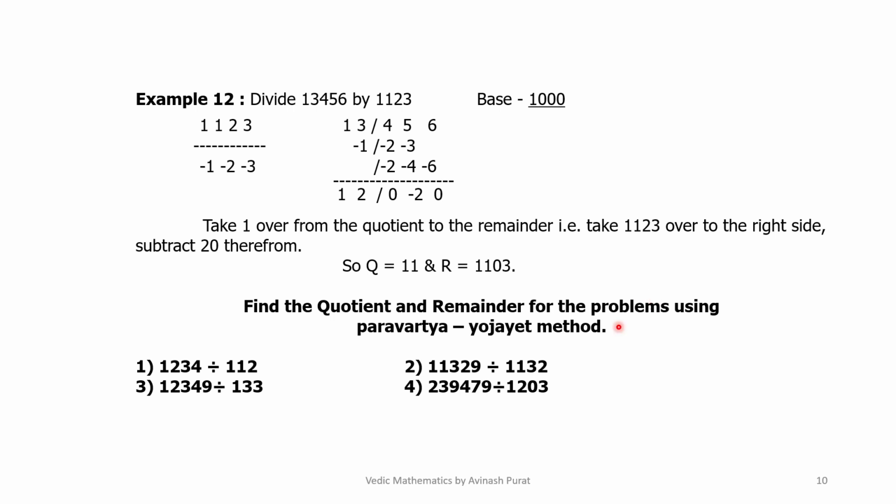Now find the quotient and remainder for the problems using Paravartya Yojayet method. First, 11234 divided by 112. Second, 11329 divided by 1132. Third, 12349 divided by 133. Fourth, 239479 divided by 1203.